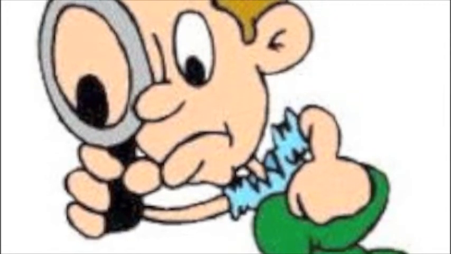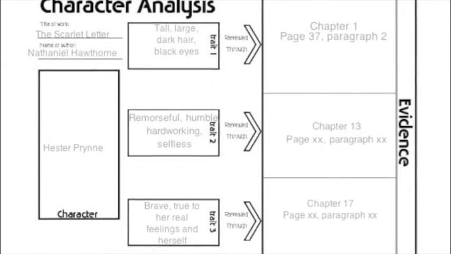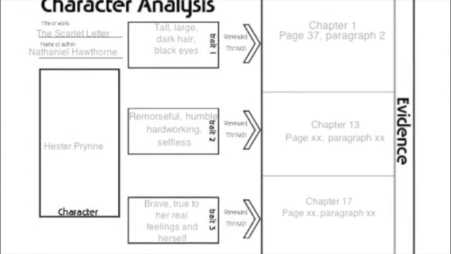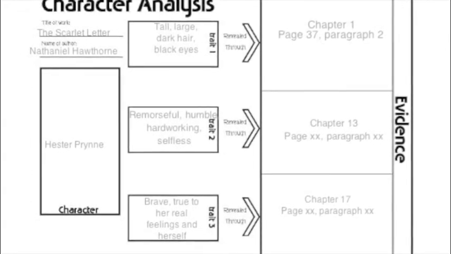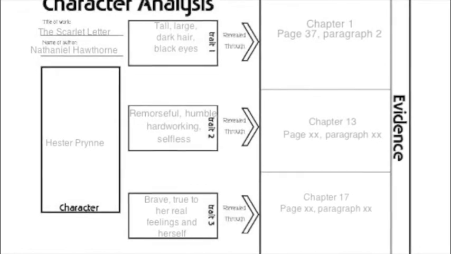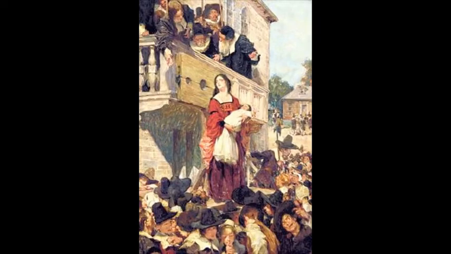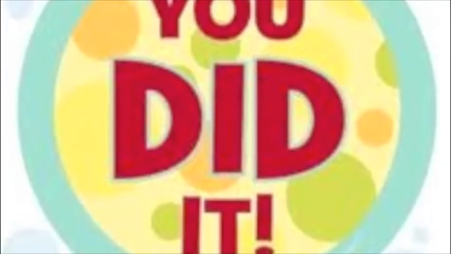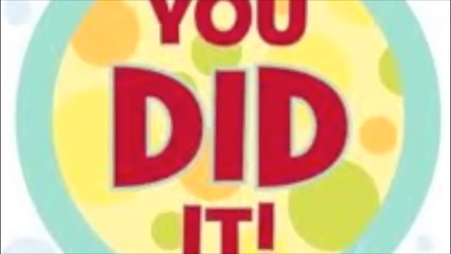Now look at your graphic organizer. After capturing all of this information, I can see Hester, can you? By filling in your graphic organizer, we can imagine what she looks like. Good job, you did it. Let's stop here. That was easy, right? I think you can do this on your own next time with any other character analysis assignment.